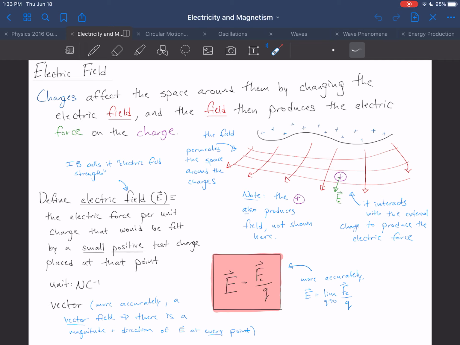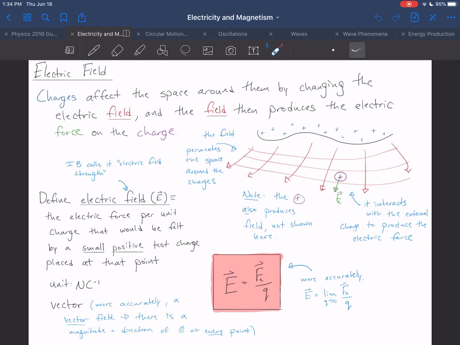Okay, the unit is newtons per coulomb. We'll discover there are more units for this, but for now, we'll start with newtons per coulomb. And it is a vector quantity. Okay, so the electric field has a direction. If the force per unit charge would be to the left, then the field is to the left. If the force per unit charge on a positive test charge would be to the right, then the field would be to the right. And positive or negative would switch the directions if you change that definition.